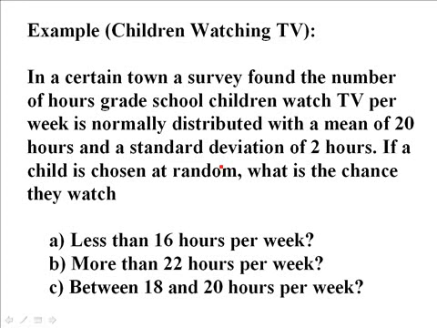So this problem is called Children Watching TV, and it goes like this. In a certain town, a survey found the number of hours grade school children watch TV per week is normally distributed with a mean of 20 hours and a standard deviation of 2 hours. If a child is chosen at random, what's the chance they watch less than 16 hours per week, more than 22 hours per week, or between 18 and 20 hours per week?